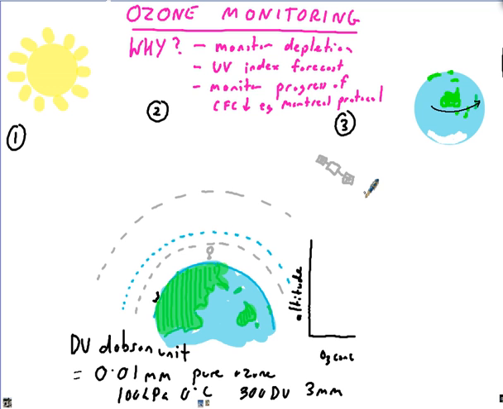That helps us make something called the UV index forecast to determine how much UV exposure people will be exposed to at particular times. And very importantly, to monitor the progress of the agreements and decisions that have been put in place to reduce CFCs, e.g. the Montreal Protocol, to see if they're having any impact on the restoration of the ozone layer.